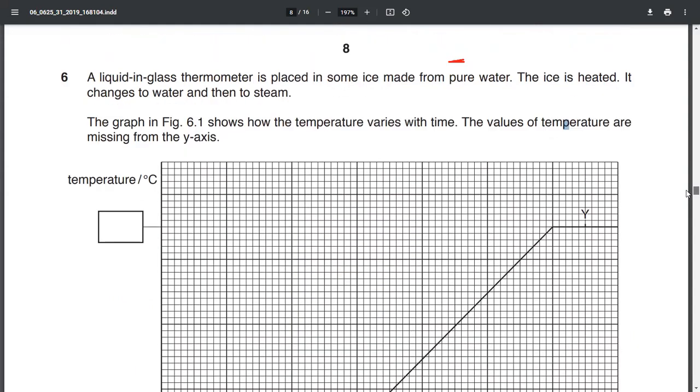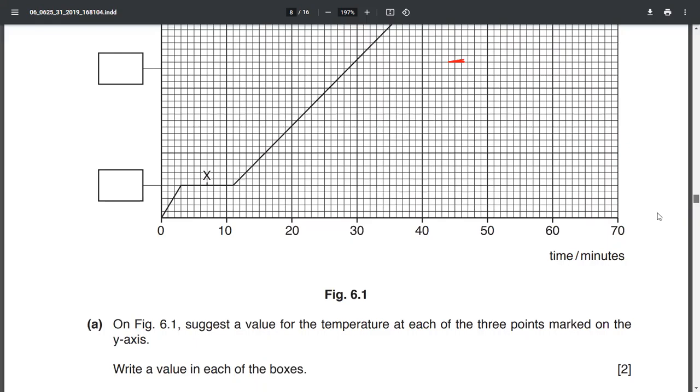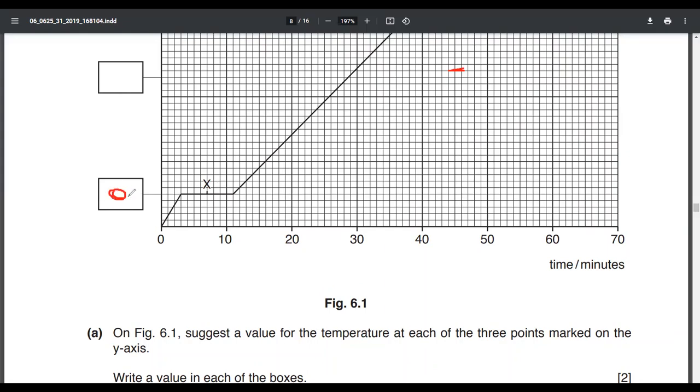We already know that we started with ice. So we started here as a solid, and then the temperature increased, and then at a point the temperature stays the same. So it means that here melting occurs, and the melting takes place at 0 degrees Celsius.